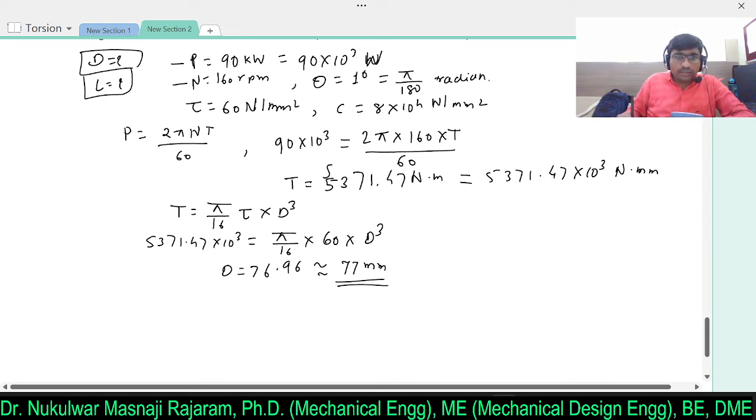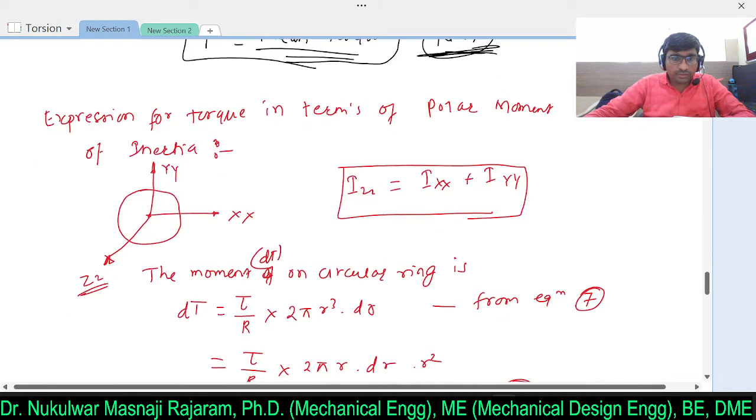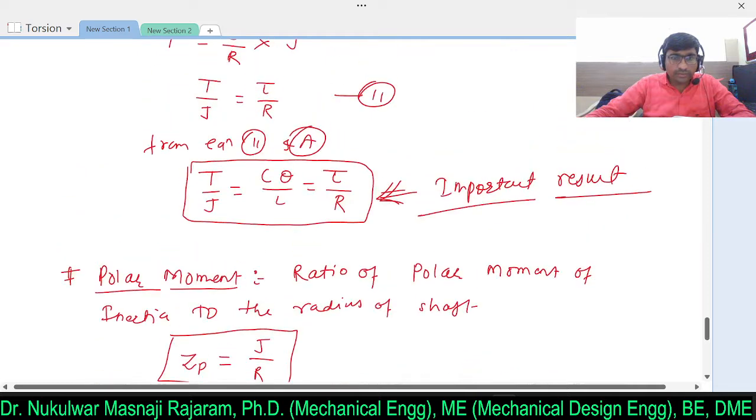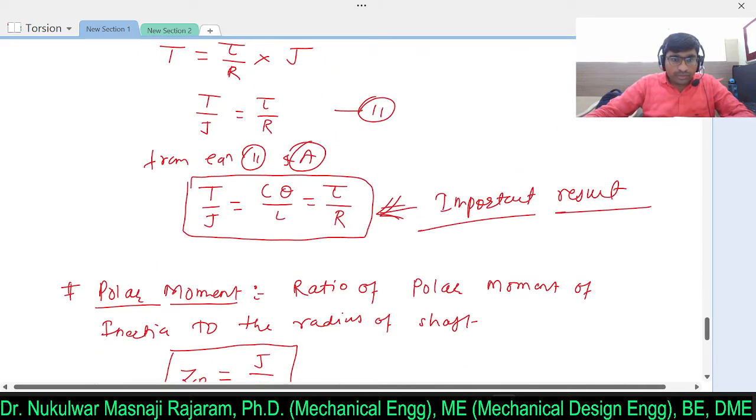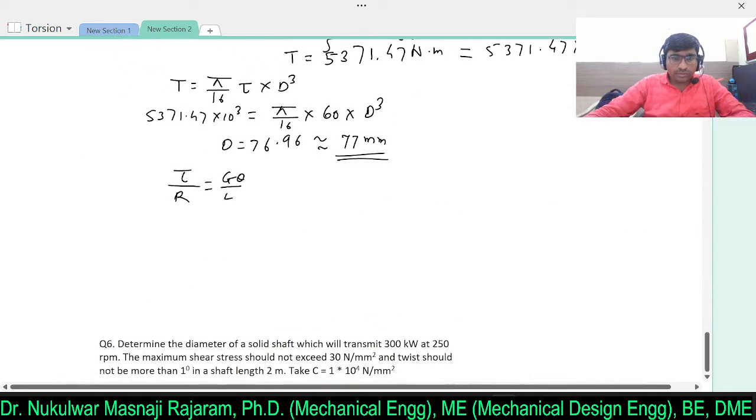Then how to evaluate the length? We must use the relation tau by r equal to G theta by l. That expression I showed you in the last video: tau by J is equal to C theta divided by l is equal to tau by r. Clear? Now we will use the same, where the value of tau is given.